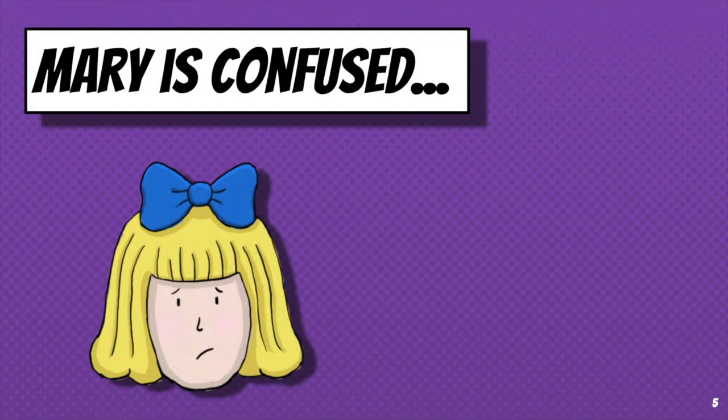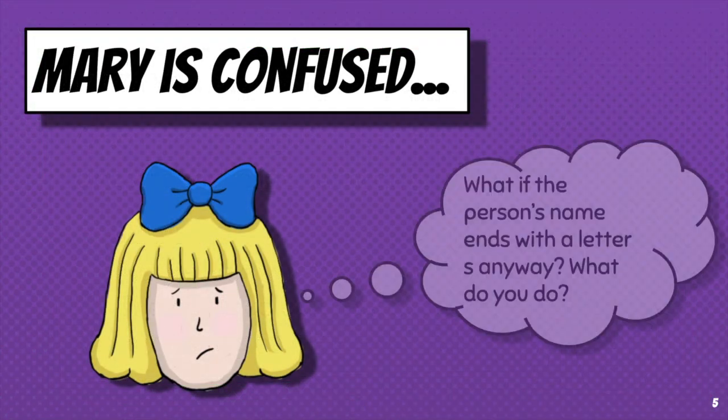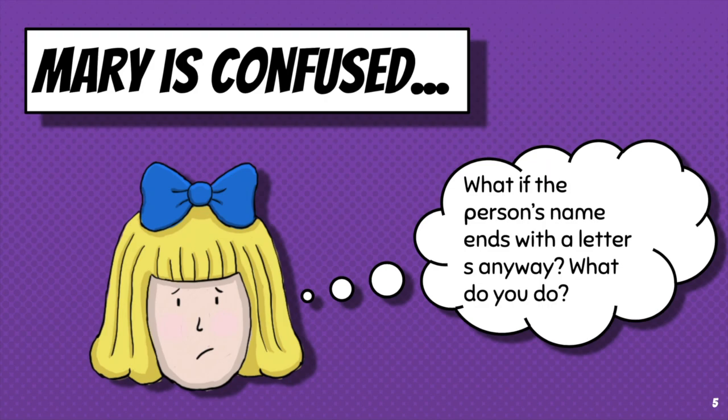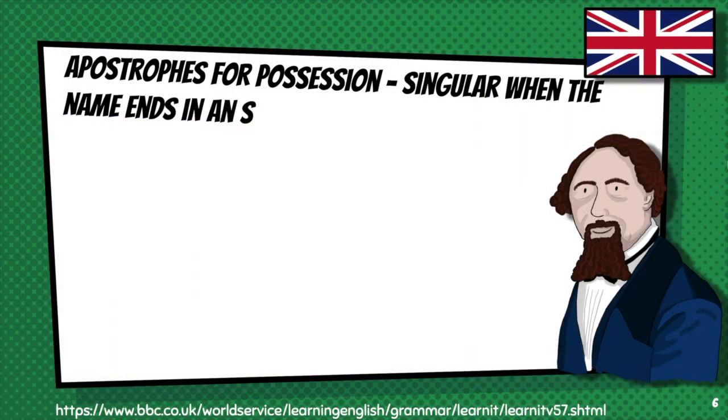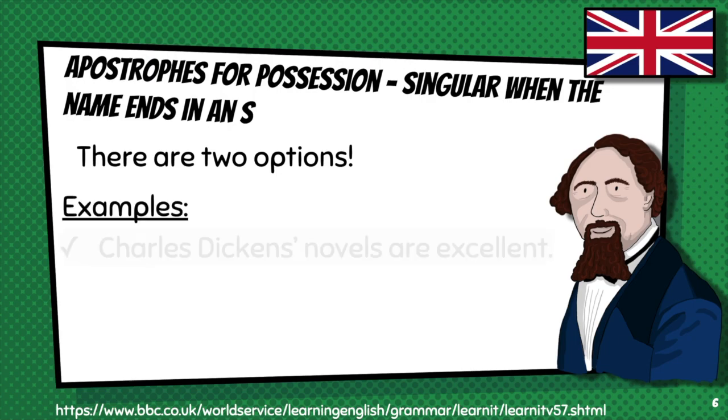Again, unfortunately, she's a bit confused because she knows how to add on an apostrophe S to show possession for a singular, but she wonders, what if the person's name ends with a letter S anyway? What should you do? Okay, so the answer is there are two different things that you can do, and what I'm going to show you is the British way to do it. Americans actually do it in a slightly different way, but there's two ways to do it for us Brits. So here are the examples.